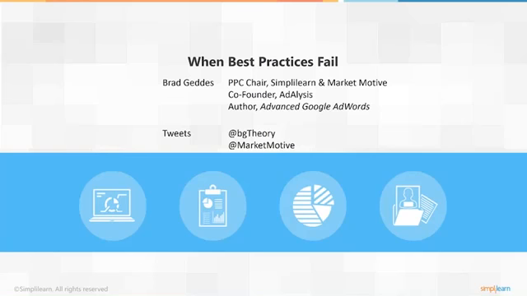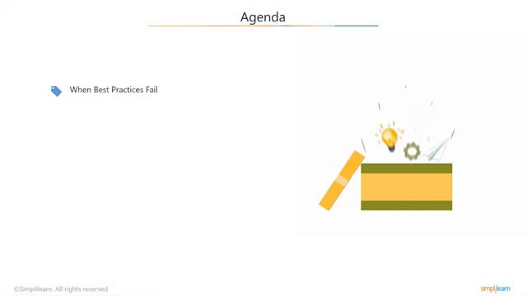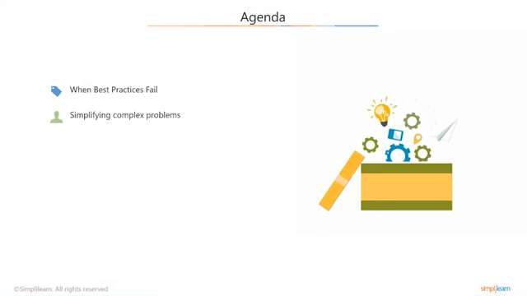So today we're going to talk about when best practices fail. This is a fun subject, because we need to look at what best practices are, and then the reasons that we sometimes have problems with them, which we'll get into for each type, such as simplifying complex problems, resource constraints, failures due to exceptions, and then we'll get into some Q&A.